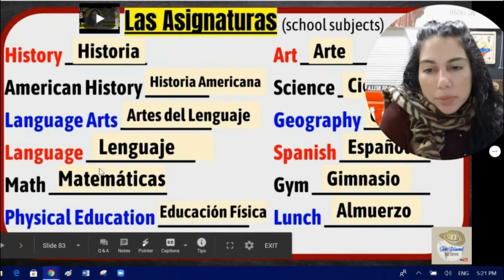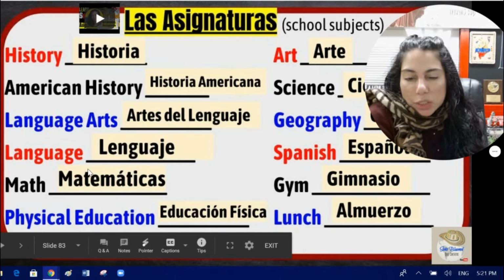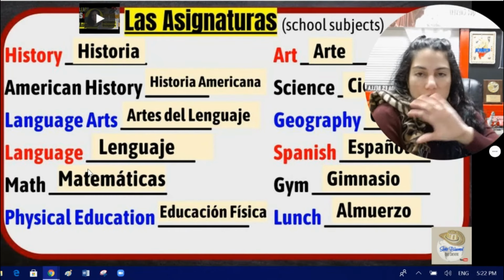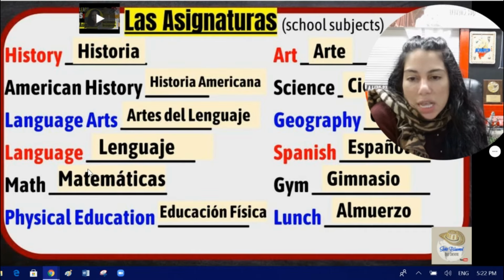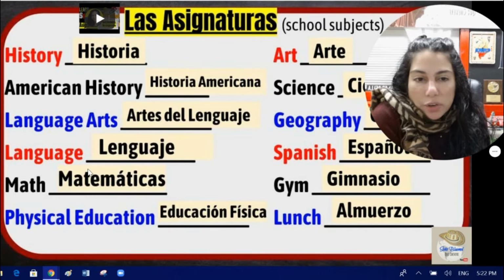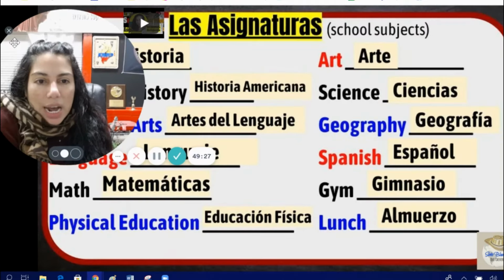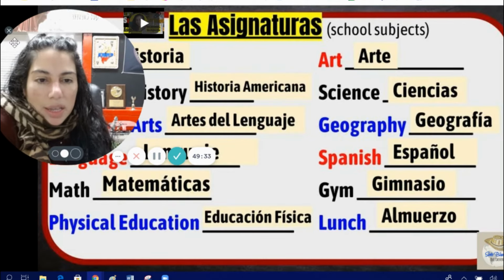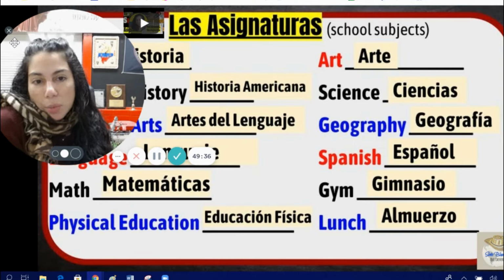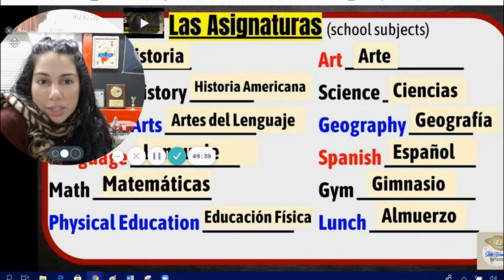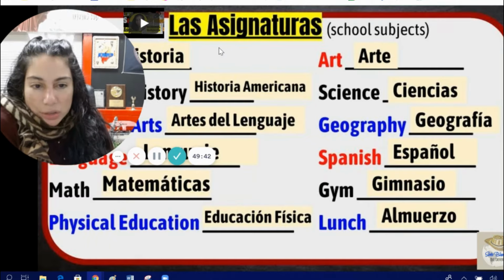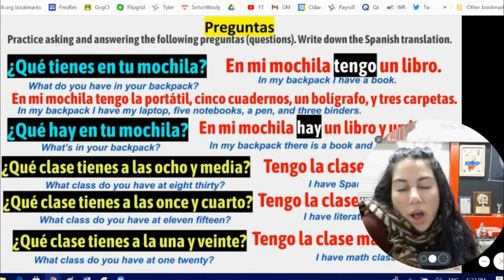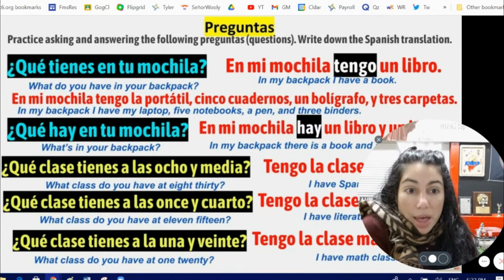Matemáticas is kind of like in English we say mathematics, but notice like in English we abbreviate it. We just say math. In Spanish, there's no abbreviation for that. You just say the whole word. So matemáticas. PE or physical education, we say educación física. Art, we say arte. Ciencias, science. Geografía, español, gimnasio, almuerzo, which almuerzo is your favorite, right? Your favorite asignatura.